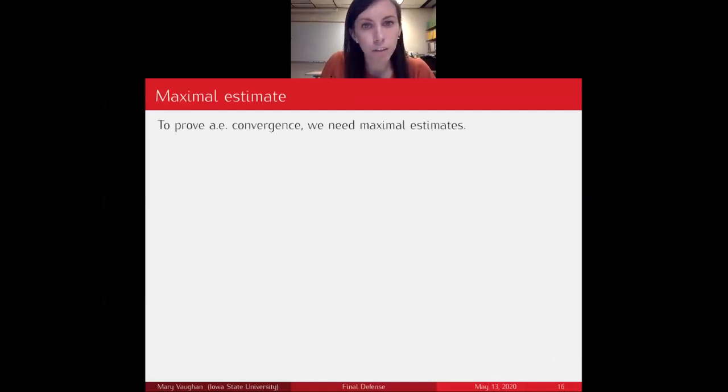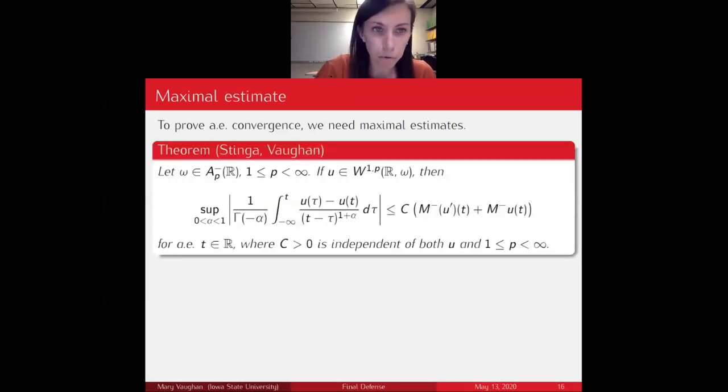So a key to proving almost everywhere convergence is we need maximal estimates. So the estimate that we prove is that if we take a weight, omega, in our class of Sawyer weights, and we take u to be in our weighted Sobolev space, then this pointwise formula, which a priori is just a formula, is bounded independent of alpha by a universal constant times the maximal function of the derivative plus the maximal function of u. So here this constant is independent of u, p, alpha, t, everything.